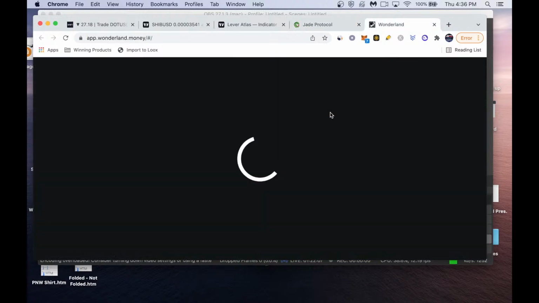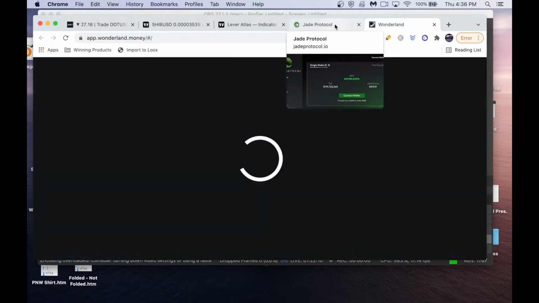I don't know why it won't load here. But these are the two that I really decided to go into, but I have a little bit in Hector and a little bit in Spartacus, which are on the Phantom network. Jade is on Binance, Wonderland is on Avalanche.